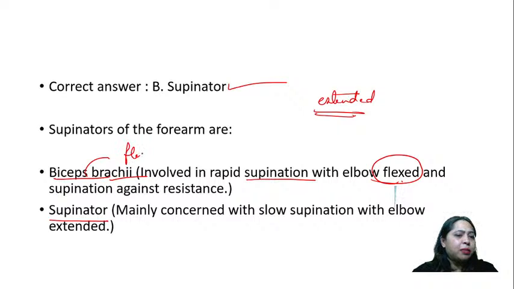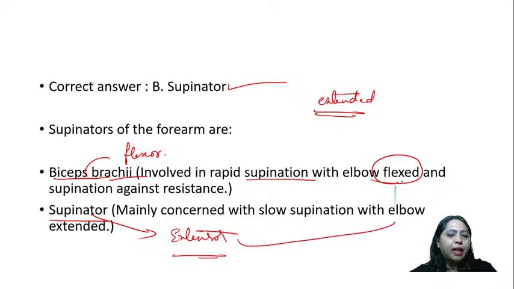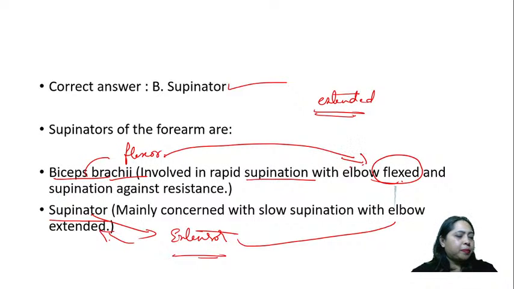Why? It is a flexor muscle. It is not an extensor muscle. What is this? It's an extensor muscle. And this will do work only when elbow is extended. And this will do work when elbow is flexed.